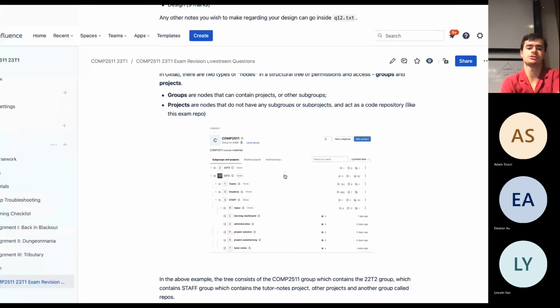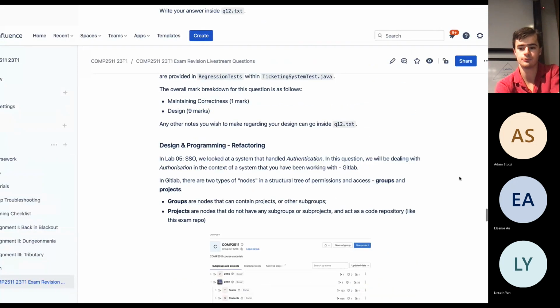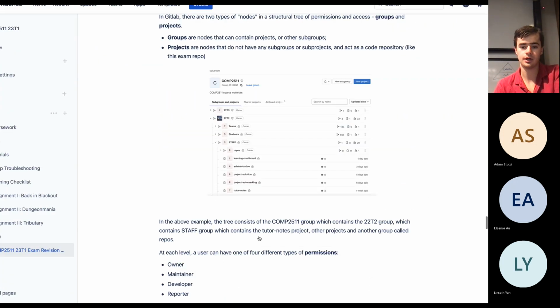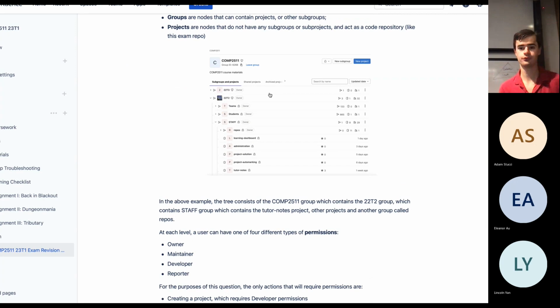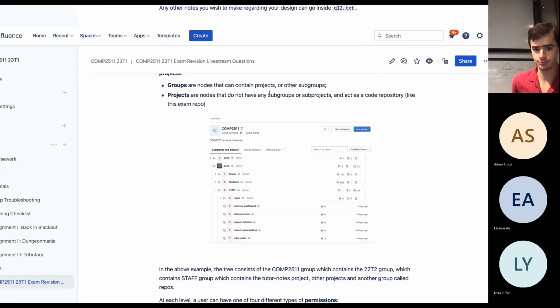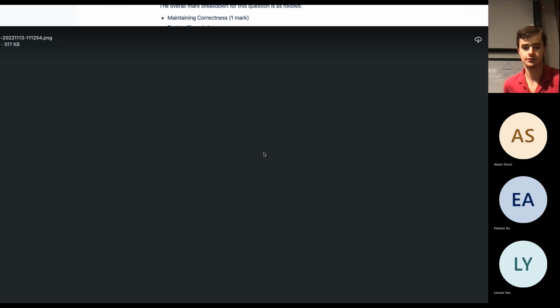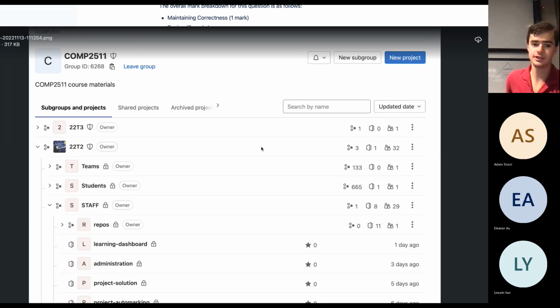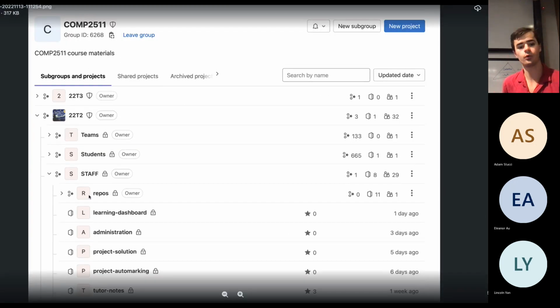There'll be a question that's pretty similar to this in terms of structure and the overall field of the question. So basically this question gives you GitLab and a very simplified version of it. In GitLab, as you've noticed probably, there are these things called groups, which can contain other groups, and they can contain projects. Like in this one here, you've got the 22T2 group, which has the staff group, which has the repos group, and then the staff group also has the learning dashboard repo and the admin repo and so on.